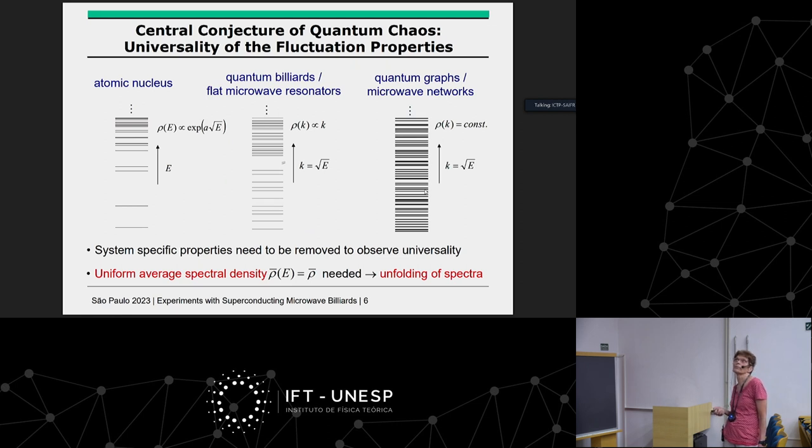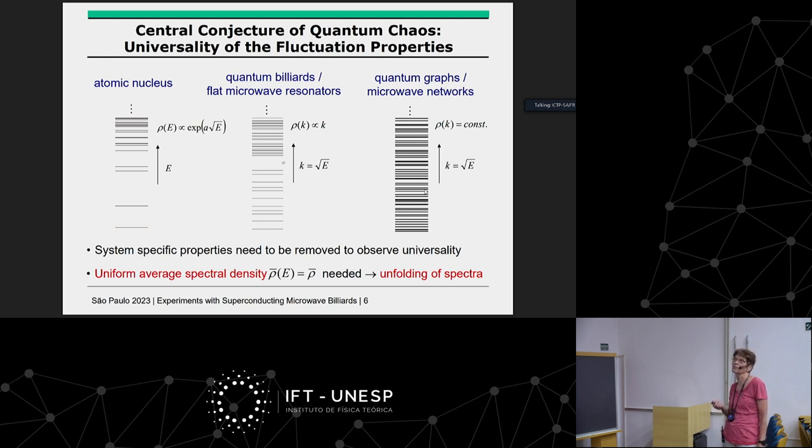One of the central conjectures is that the spectral properties of a system whose classical counterpart is chaotic, if it's a typical system, are universal. So independently of whether you look at an atomic nucleus, a billiard, or, for example, a quantum graph, you will always find the same properties. However, to find these properties, one first needs to get rid of system-specific properties.